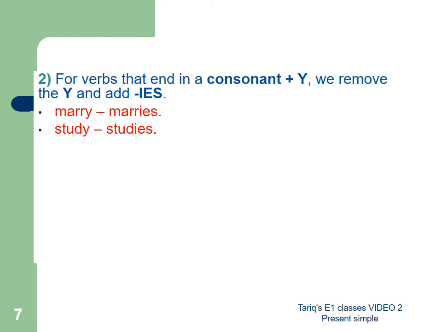Have a look at these words, please, class, and see if you can spot the rule. Study, studies. Carry, carries. Worry, worries. All of these words on the left-hand side, marry, study, carry, and worry, they end in a consonant and a Y. So that's when we must follow the rule there of changing the Y to an I and adding the letters ES.